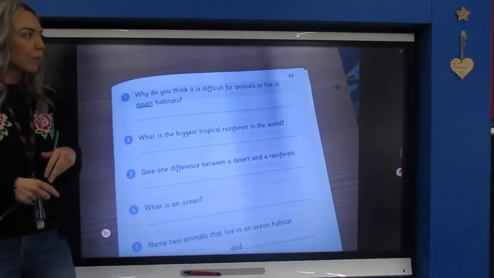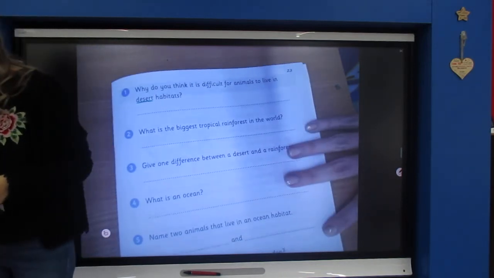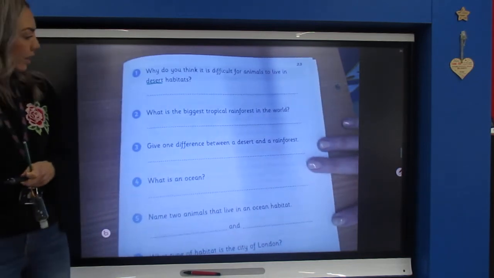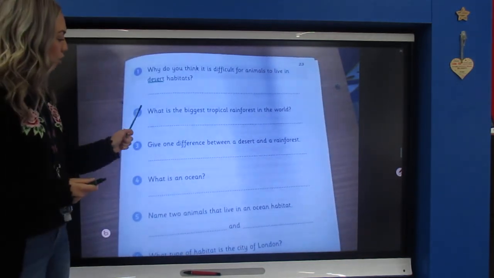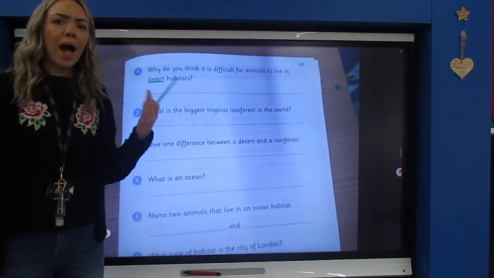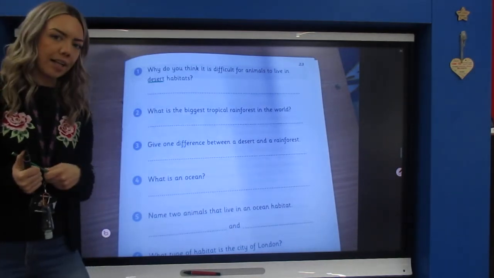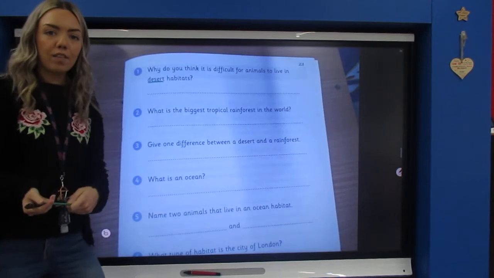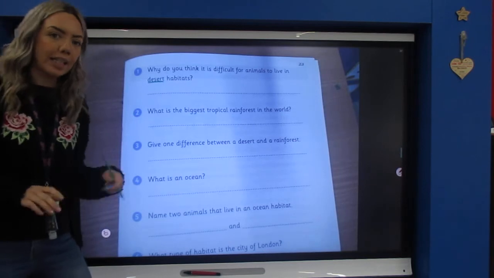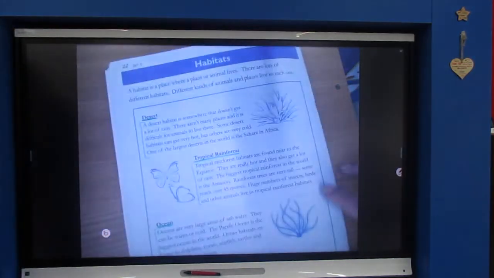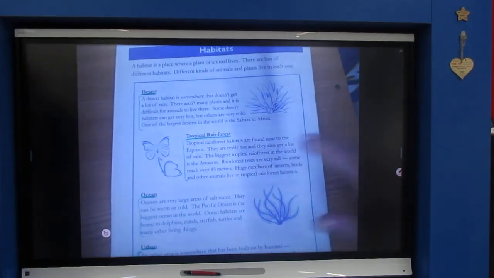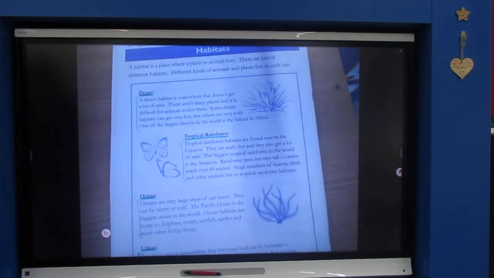Brilliant. Now, each of the other questions in your booklet today, you're going to have a big clue about where you need to look by looking in the question. So question number 2, what is the biggest tropical rainforest in the world? So where are you going to need to look? What piece of text? The tropical rainforest subheading. And underlining our subheadings at the beginning will help us to find that really quickly. Let's do it together. And straight away I can see here tropical rainforest. So that's where I'm going to look today to find my answer.